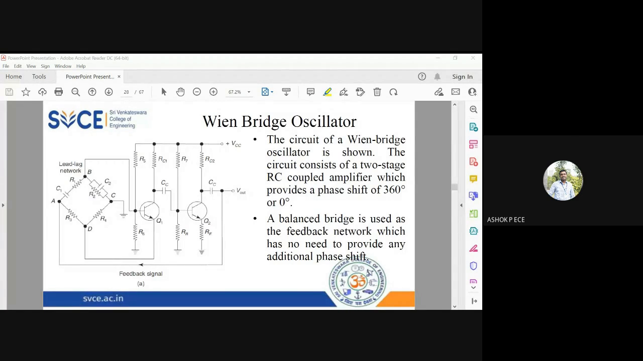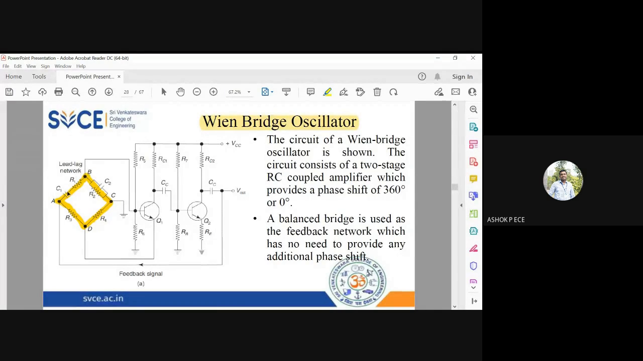So we are seeing about RC oscillators. One type of RC oscillator is a Wien Bridge Oscillator. As the name indicates, it is going to use a bridge. A bridge is a network of this type. So you have four nodes, and in between the four nodes, you will have either resistance or impedance.